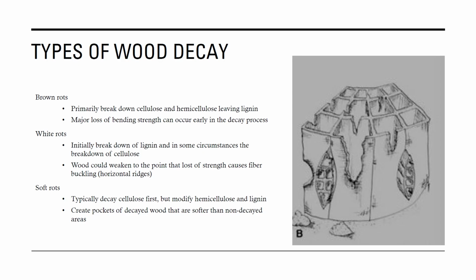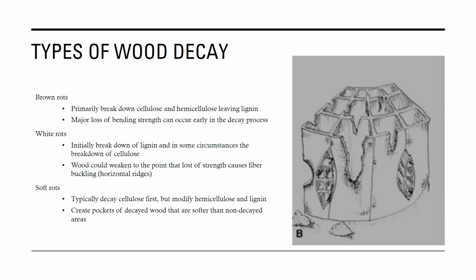And then wood can be weakened to the point of lost strength, causing fiber buckling. So you see a white rot: I have a white oak, and it's got this big old butt. There's some white rot decay in it. I haven't seen any horizontal ridges. So when you get to a tree and you notice that it's adding wood in different locations, that's probably a strong sign you have some sort of decay, probably a white rot in the bole of that tree. And then soft rots, which are interesting.